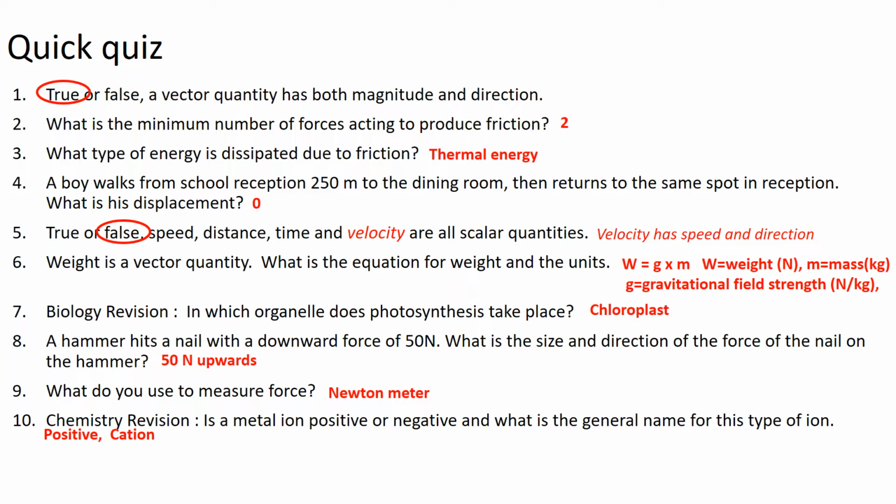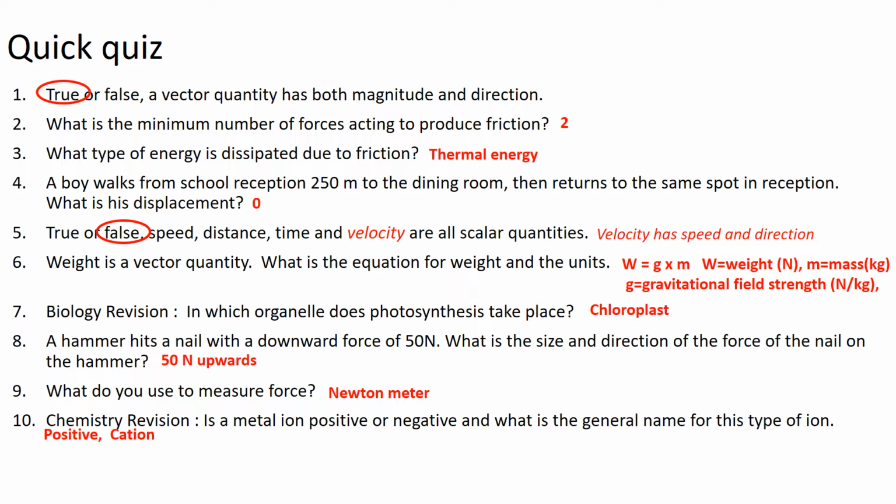What type of energy is dissipated due to friction? Dissipated means given out, all right? For those of you thinking, what is she on about now? Number 4: a boy walks from school reception 200 metres to the dining hall, then returns to the same spot in reception. What is his displacement? 0. Because it's not the distance he's travelled, but his displacement from his origin.